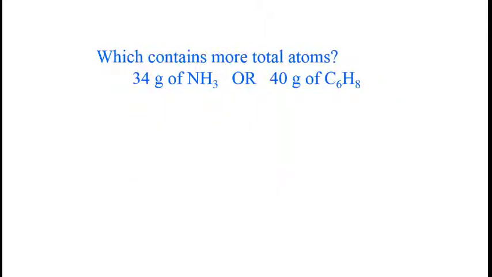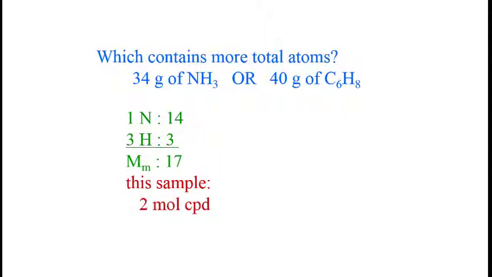The next question asks which contains more total atoms, 34 grams of NH3 or 40 grams of C6H8. This is perhaps more of a challenge, but we're going to solve it in the same way. 1 nitrogen and 3 hydrogens lead to a molar mass of 17 grams per mole. This 34-gram sample then is 2 moles of compound. Notice the chemical formula says there's 1 nitrogen and 3 hydrogen atoms in one molecule. This adds to 4 total atoms per molecule, or 4 moles of atoms per mole of compound. This 2-mole sample then must contain 8 moles of atoms.